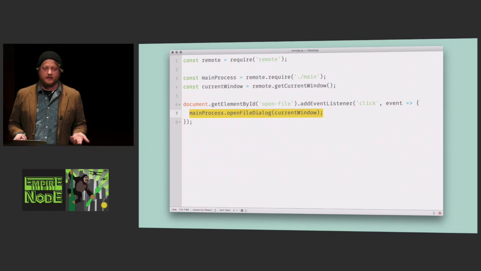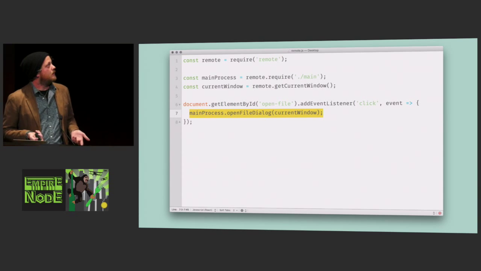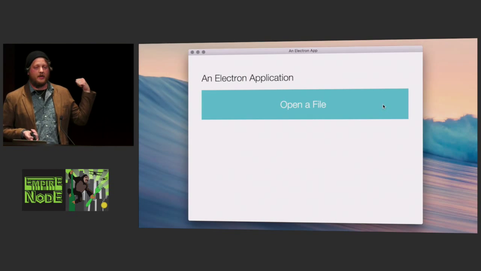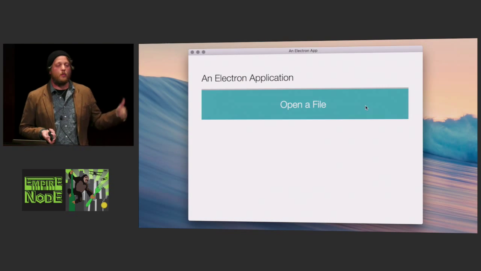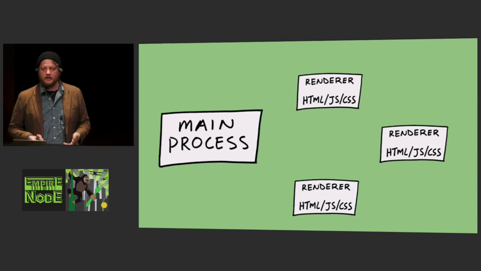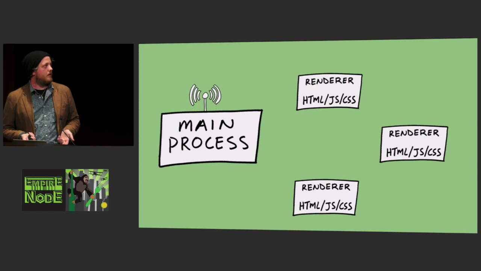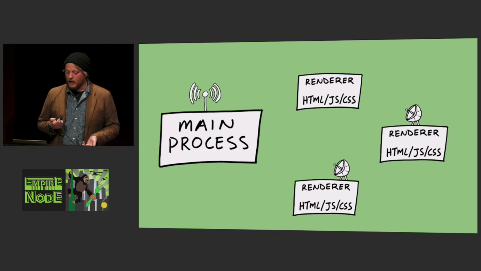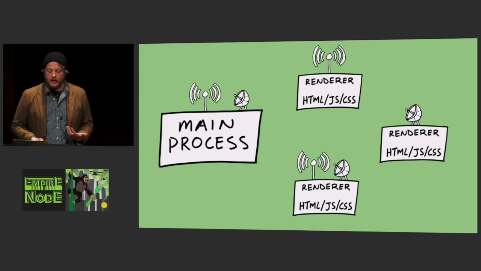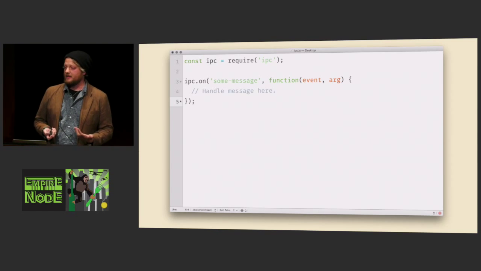We can get a reference to the current window. And then we can basically say, when someone hits that open file button, what we want to do is go talk to the main process, ask it to open a file dialog, and pass me into it, right? So now we can talk to that main process, we can have our open file button, and it'll work. Cool.